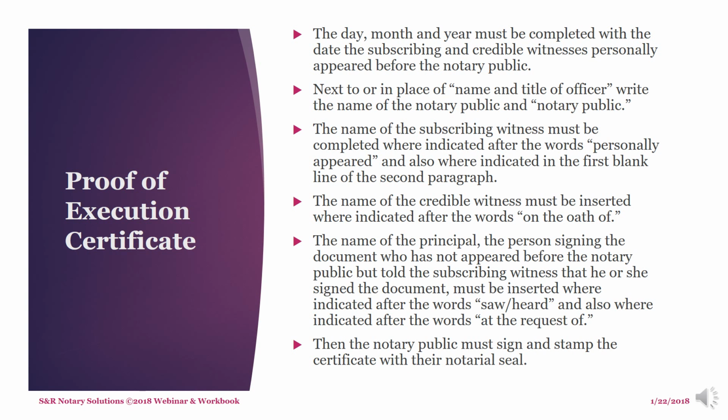The day, month, and year must be completed with the date the subscribing and credible witnesses personally appeared before the notary public. Next to or in place of name and title of office, write the name of the notary public and the words notary public. The name of the subscribing witness must be completed where indicated after the words personally appeared, and also where indicated in the first blank line of the second paragraph. The name of the credible witness must be inserted where indicated after the words on the oath of.